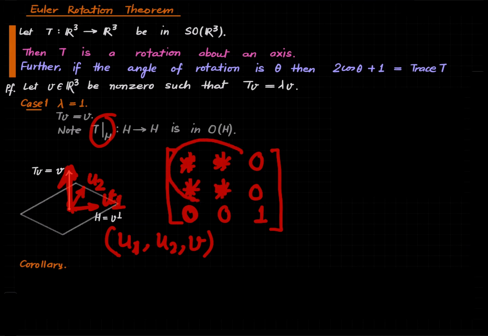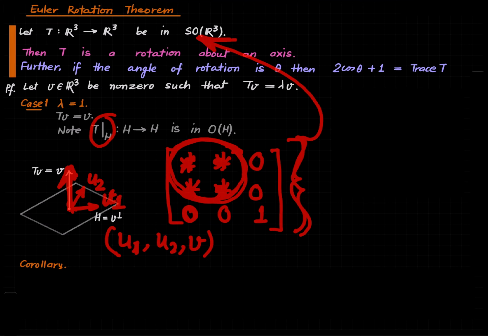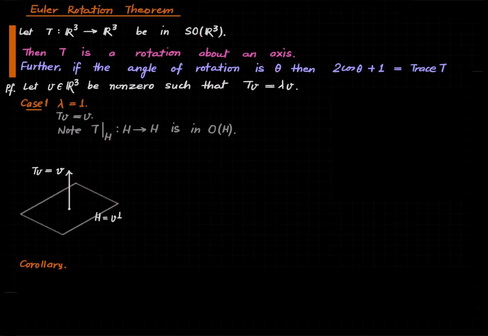The determinant of this part is the same as the determinant of the entire matrix. Therefore, the determinant of this part is 1, because the determinant of the entire matrix is 1, courtesy T being a special orthogonal map. And lastly, this is the matrix of T restricted to H with respect to the basis U1, U2. I've said a lot of things, but they are not very difficult to do by yourself. So, in fact, this is in the special orthogonal group of H. That finishes the proof of this theorem in this particular case when lambda is 1.